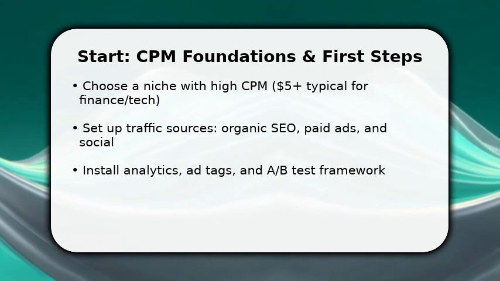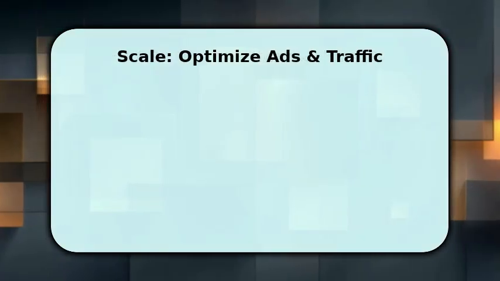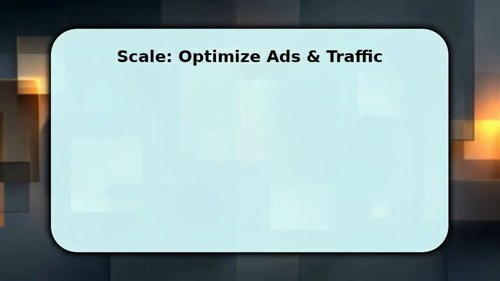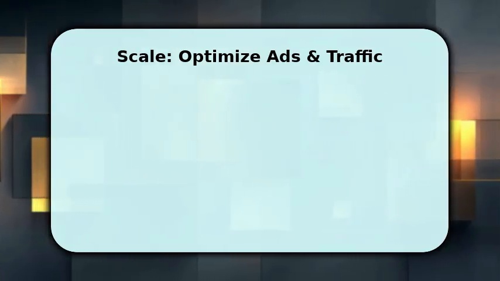Now you scale execution. Run controlled tests on ad formats and placements to maximize eCPM. You should try header bidding and a demand path audit. These increase competition and CPM.